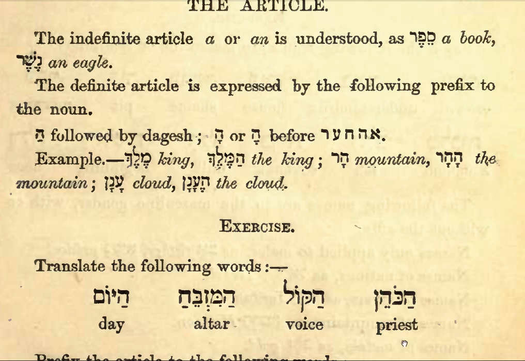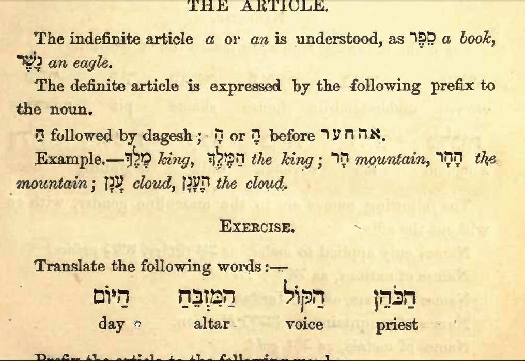So let's run through this again. Hak-kohen, hak-kol, ham-mizbeach, hay-yom. And in modern Hebrew, this doubling of the consonant after the ha has disappeared. And so what should be a closed syllable in modern Hebrew has become an open syllable. And then a modern Israeli will say ha-kohen, not hak-kohen. They'll say ha-kol, not hak-kol. They'll say ha-mizbeach, not ham-mizbeach. They'll say ha-yom, not hay-yom.